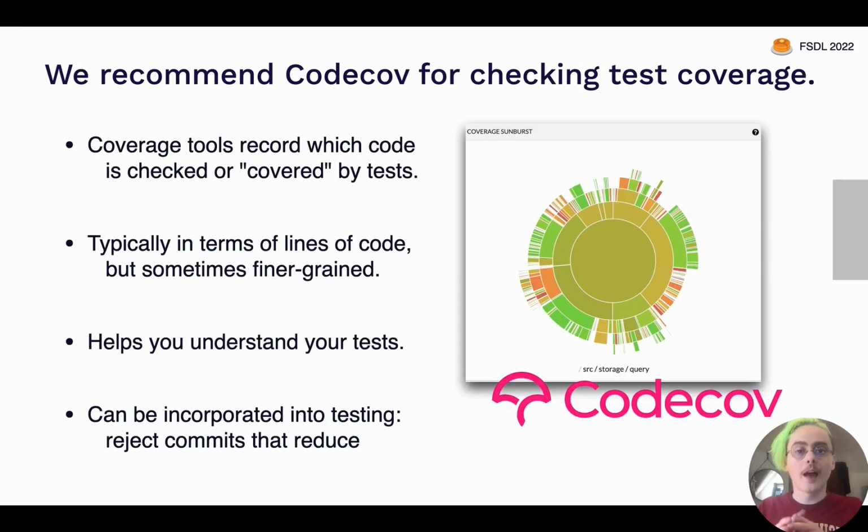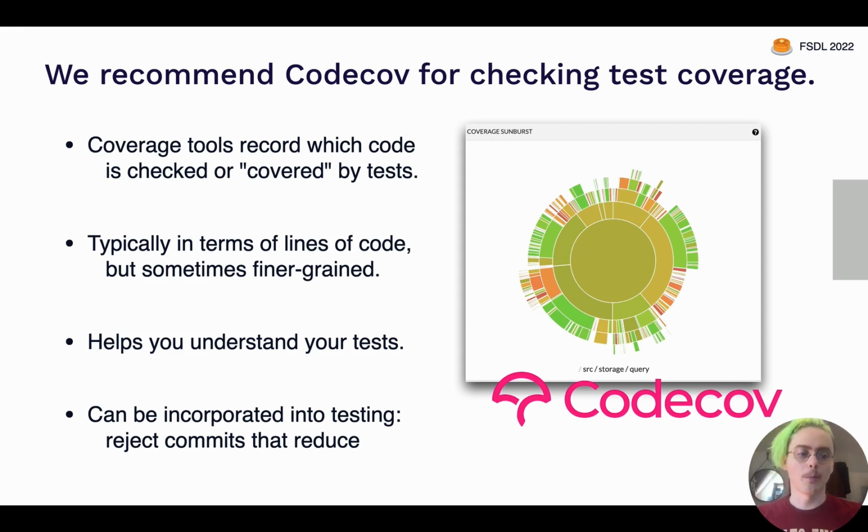So once you start adding lots of different types of tests, and as your code base grows, you're going to want to have tooling for recording what kind of code is actually being checked or covered by the tests. And typically, this is done in terms of lines of code, but some tools can be a little bit more finer grained. The tool that we recommend for this is called codecov. It generates a lot of really nice visualizations that you can use to drill down or get a high level overview of the current state of your testing. So this is a great tool for helping you understand your testing and its state.